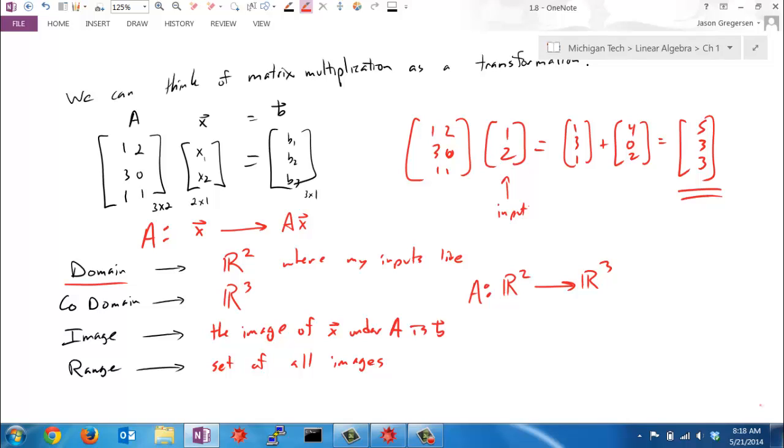Because for any value in here, this is just saying take some linear combination of these two columns. If I take them all, I'm taking the span of these two columns. And so another way to describe this range is the span of the columns of A.